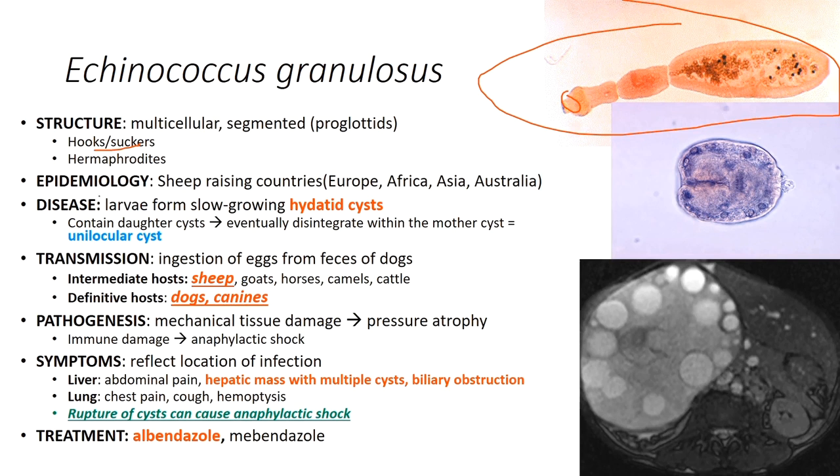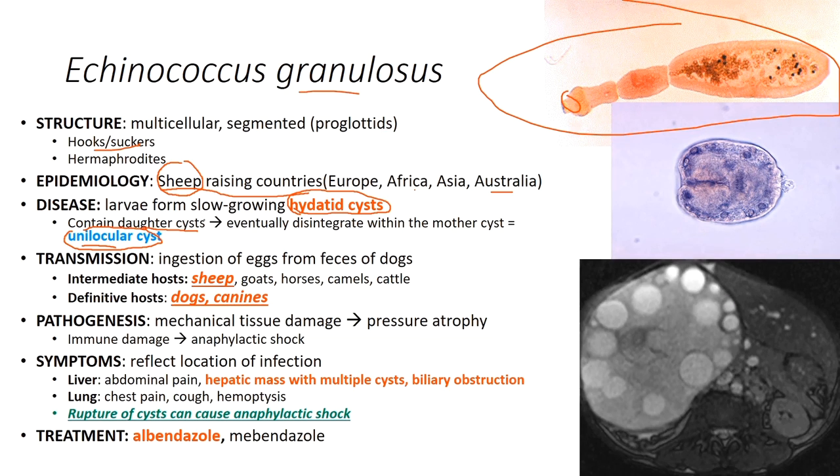And epidemiology, so this is usually associated with sheep-raising countries like Europe, Africa, Asia, Australia. Remember that this is associated with sheep for granulosus. Granulosus, sheep, sheep, granulosus. Disease, so the larvae form slow-growing hydatid cysts, which are really gross, just bubbly cysts. And they actually grow inside there, and they contain the daughter cyst and eventually disintegrate within the mother cyst, and that becomes a unilocular cyst. So that's why they call it granulosus, where the next one is multilocularis. This is unilocular, so it's like one granuloma, sort of.